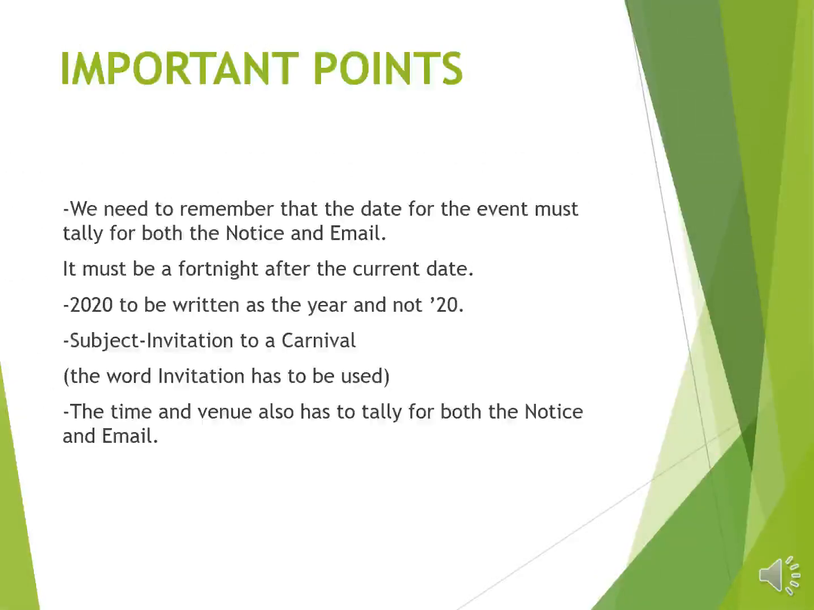The following are the important points while writing an email. We need to remember that the date for the event must tally for both the notice and email. It must be a fortnight after the current date. The year to be written as 2020. When you're writing the subject, you need to write invitation and the event. So the word invitation has to be used. The time and venue also has to tally for both the notice and the email.